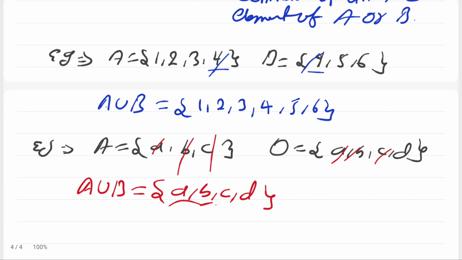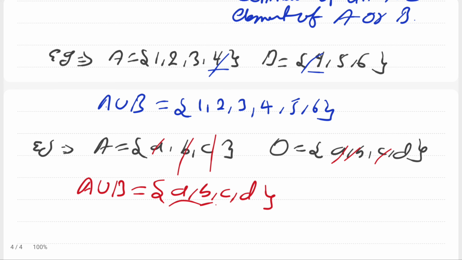Did you understand what the union set is? What do you understand by union set? It writes common elements only one time. It writes all the common elements only one time. So this is our union set. The union of A and B is a set which contains all the elements of A and B. Is it clear?